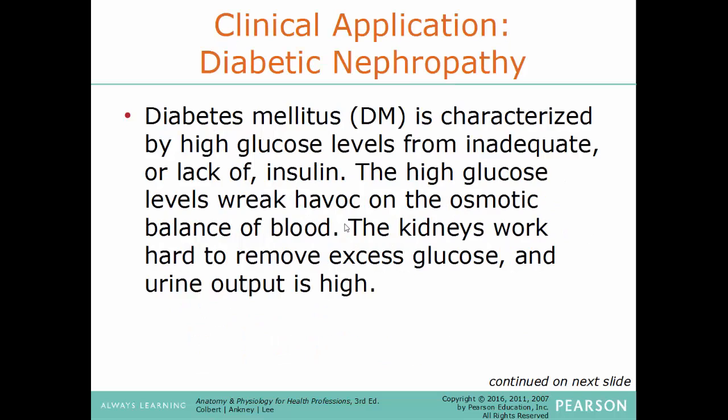All right, now we'll talk about diabetic nephropathy. Diabetes mellitus, or DM, is characterized by high glucose levels from inadequate or lack of insulin. This is the diabetes that you think of when you hear the term diabetes. It's officially diabetes mellitus. The high glucose levels can really wreak havoc on the osmotic pressure, or the osmotic balance of the blood. The kidneys will work hard to remove any excess glucose, but the urine output is high.